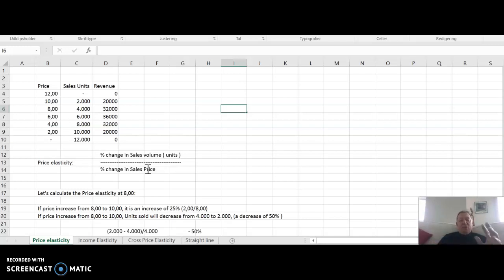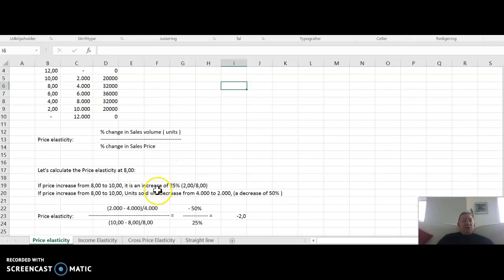And it will always be a negative amount because if we increase price, we will decrease volume. Some products, I think Clifford said, gasoline, if we change price, the volume will almost be the same. But burritos, if we increase price, volume will decrease to a big extent. So it's a question of high or low elasticity. Let's try to calculate.